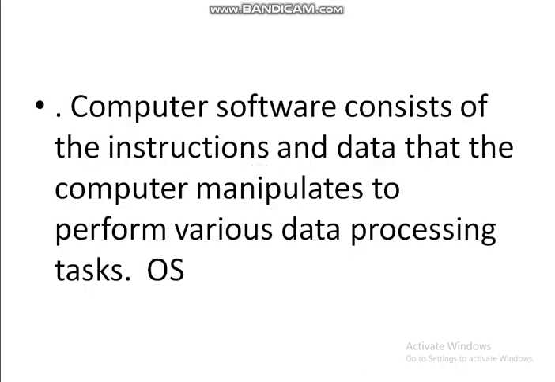So now coming to the other entity, which is the software part. The computer software consists of the instructions. Like I said, these are instructions that tell a computer what to do. They perform various data processing tasks. As you go further in computer architecture, you're going to look at operating systems in detail. So this is just what computer architecture is all about.